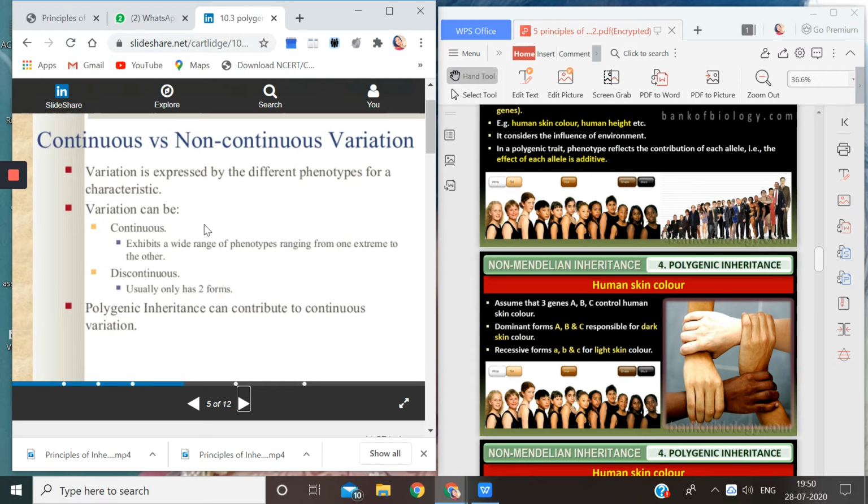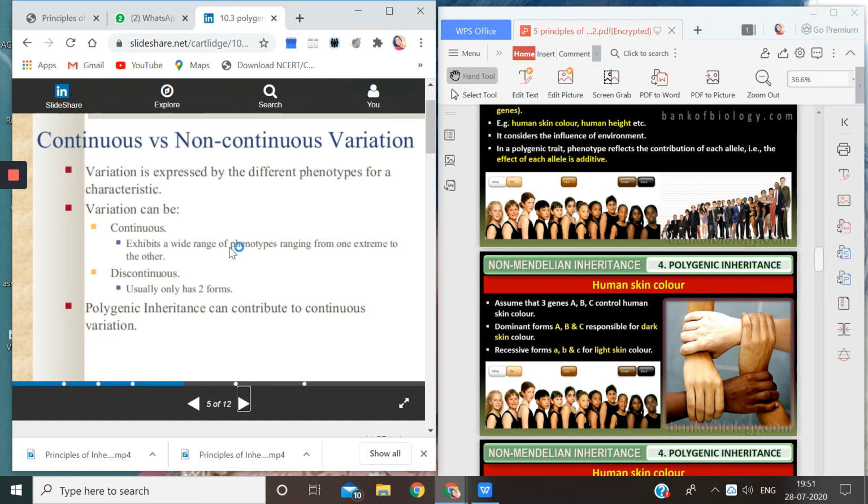So this is discontinuous. So polygenic inheritance can contribute to continuous variation. That is why, because of this continuous variation, we are getting different shades of skin color. If there would have been discontinuous variation, then we would have got only two options, either fair or dark. But now you have seen there are so many skin colors, right?